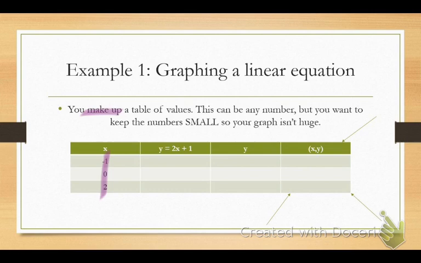But the reason we don't choose huge numbers, the reason we keep our numbers small, is because we know that we're graphing these values. Why would I plug in a negative 53? You know, because then I've got to multiply that by 2, and then I have to graph. Okay, so I'm not going to choose huge numbers. I'd like you guys to all choose the same numbers.